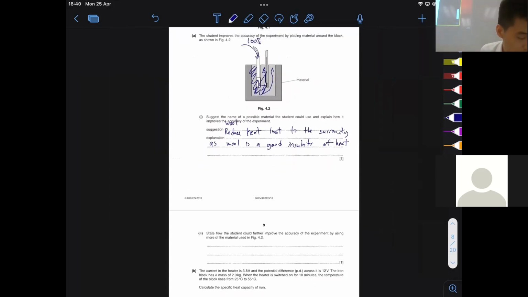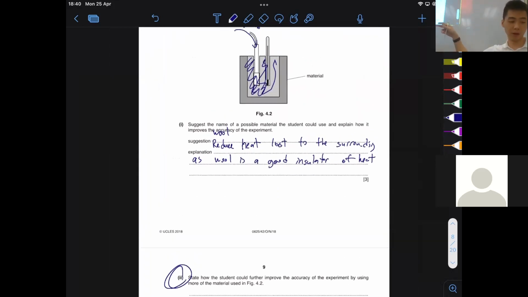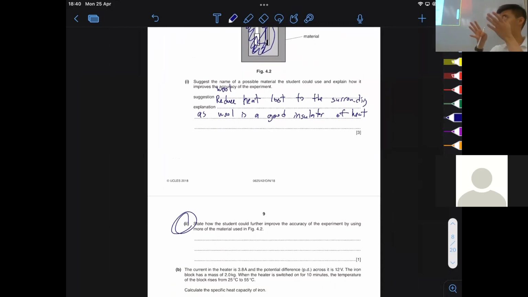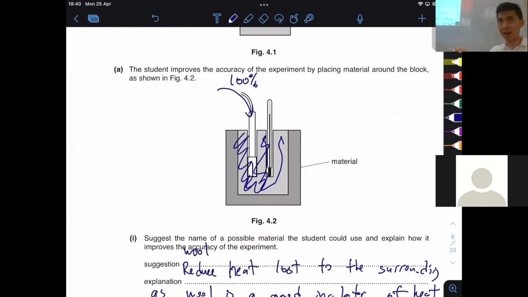State how the 2 students could further improve the accuracy of the experiment by using more material. These kind of questions sometimes appear in your IGCSE, I noticed this before already. They're actually testing your observation skills also. You look at this diagram here. The material is only at the side and the bottom of it. So what can I do with the material from here to help further decrease the loss of heat energy? What can I do?